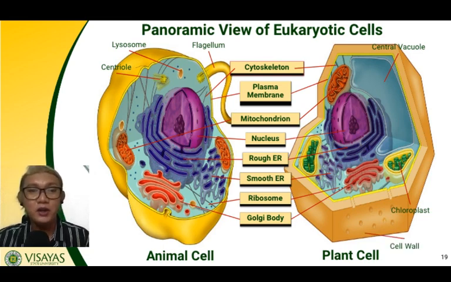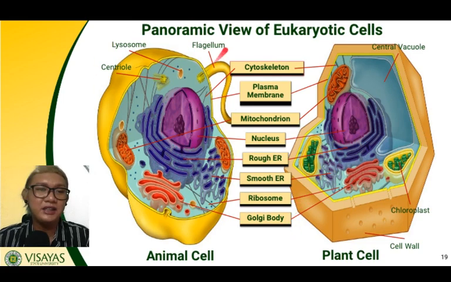So again, what are those cellular components found in both plants and animals? We have the cytoskeleton, plasma membrane, mitochondrion, nucleus, rough ER, smooth ER, ribosome, Golgi body. But there are also those that are unique to animal cells, like motility structures like flagellum, cilia. They also have lysosome and centriole. These are not found in plant cells. Instead, in plant cells, you'll find a centrally located large vacuole, chloroplast, and cell wall.